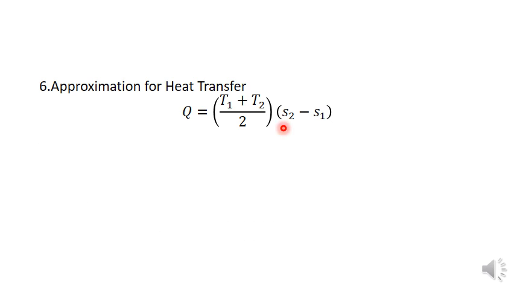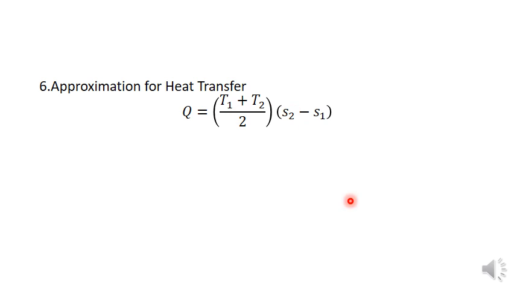Next, there is the approximation for the heat transfer. Q is equal to (T1 plus T2) by 2 into (S2 minus S1). If the temperature increases from T1 to T2, you can write the approximation of the heat transfer as Q is equal to (T1 plus T2) by 2, the average of the temperatures, times (S2 minus S1).